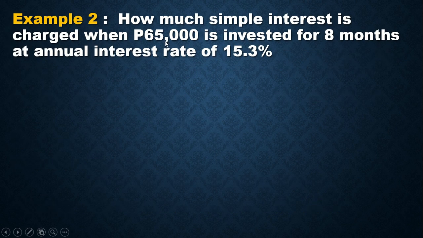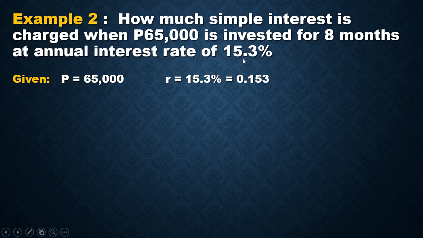Example number 2. How much simple interest is charged when 65,000 is invested for 8 months at annual interest rate of 15.3%? Again, nag-invest po tayo ng 65,000 for 8 months sa bangko na kung saan may 15.3%. Magkano po ang magiging simple interest? P, ang given natin ay principal. Ito po yung amount na ininvest natin sa bangko. The rate is 15.3%. Again, i-divide to sa 100 kaya naging 0.153.